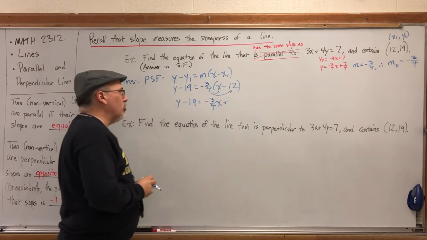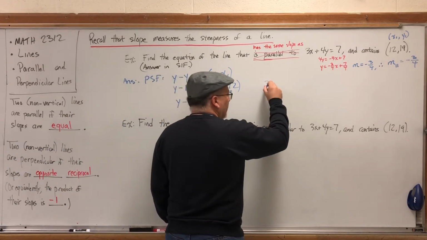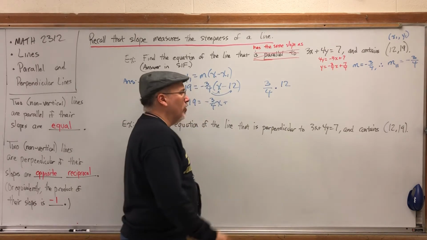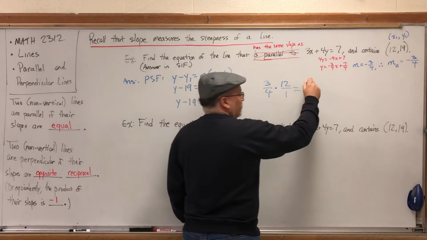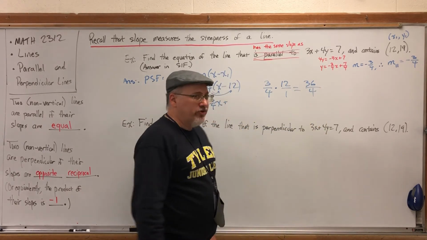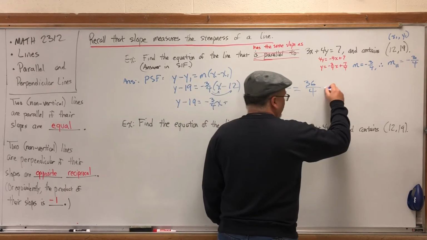And if you're still struggling with things like 3/4 times 12, please watch this. Any fraction times any whole number is easy because you can put the whole number over 1 and then multiply straight across. 3 times 12 is 36, 4 times 1 is 4. And then if the fraction reduces or flat out divides, do it. 36 divided by 4 is 9.